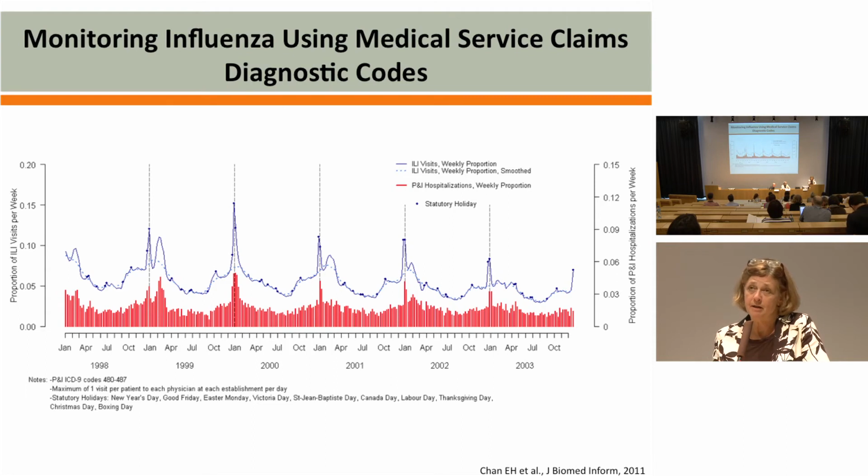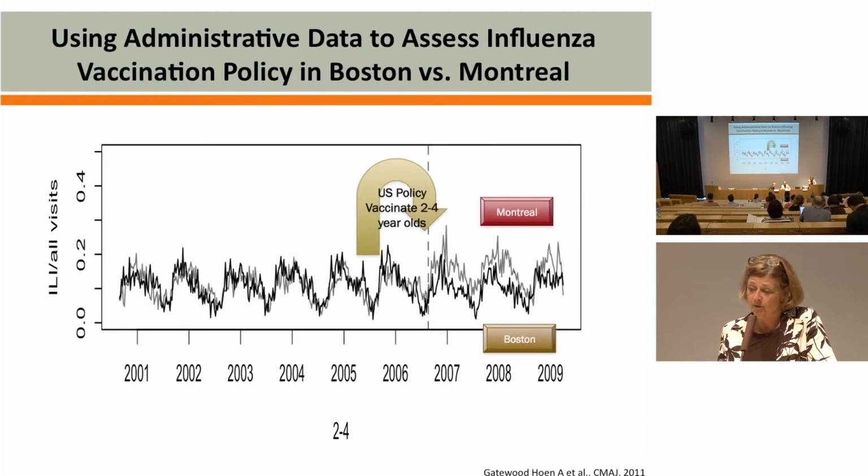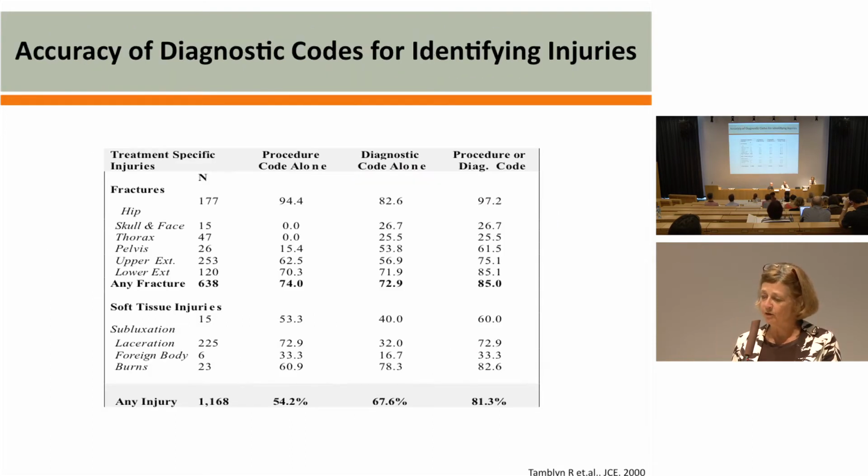Maybe it may not be as sensitive as you would like, but it did allow, for example, a policy to vaccinate children 2 to 4 years of age in Massachusetts to be compared to not doing that in Quebec. And you can see that after that policy was instituted and implemented, the health system use, meaning visits for influenza, were relatively the same in Montreal, but actually were lower in Boston. So kind of an exciting tool that allows you to start evaluating some public policy interventions.